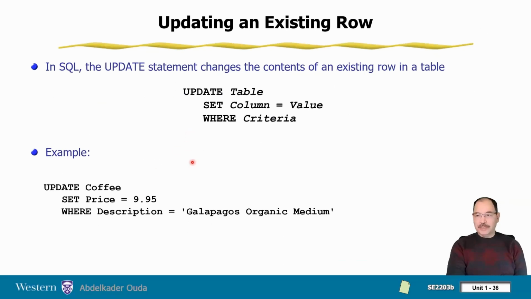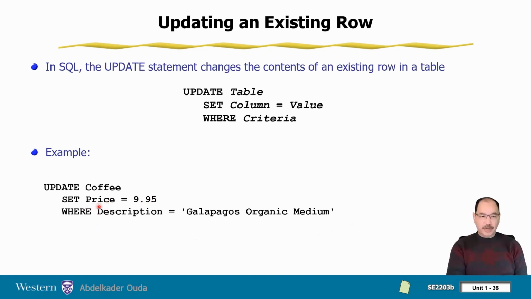We can update an existing value in the table, or an existing row or line in the table. We use the keyword update, and this is another SQL command, update table. And how are we going to update it? We need to set a specific column with a specific value. And we can add some criteria here as well. For example, I can say update coffee, my table name, set price equal 9.95. Not for all rows, but for the rows that satisfy this expression.